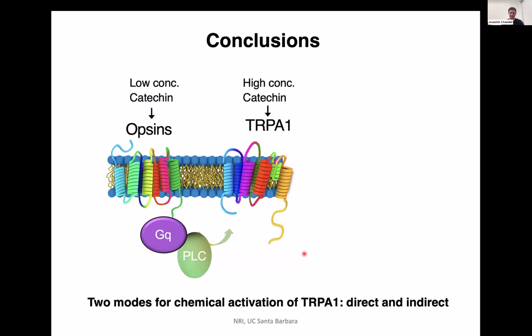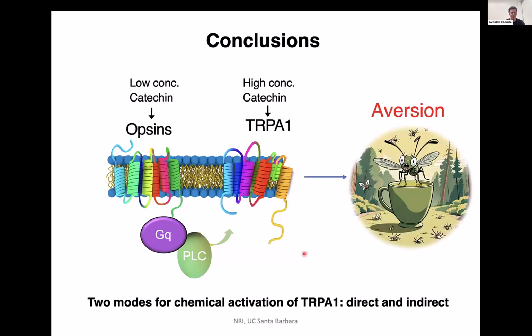But in the case of infrared radiation, TRPA1 might be expressed not in the aversive neurons, but in the attractive neuron, so it is driving attractive behavior. So both the sensory modalities have a conserved mechanism where opsins are driving TRPA1. But in this case, it is driving aversive behavior. That's why mosquitoes show aversion to catechin.